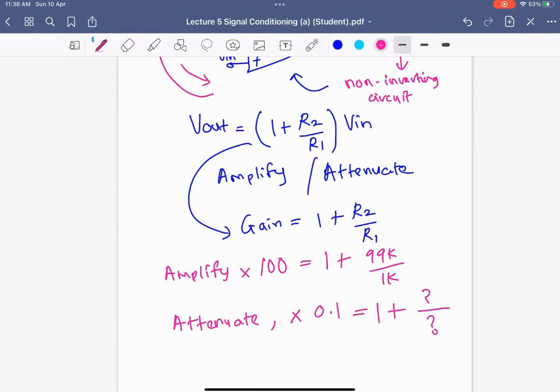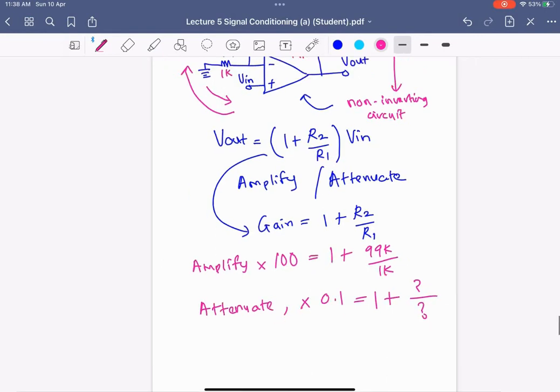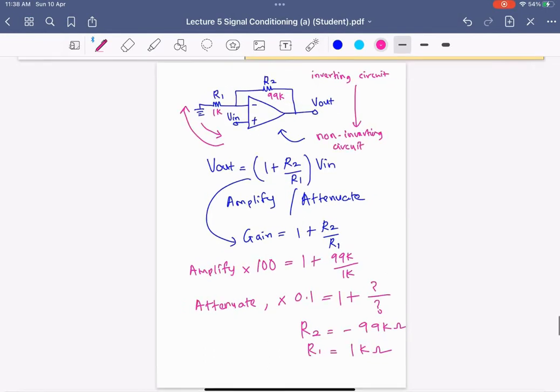Johnny said the values of R2 and R1 are negative. So Johnny said R2 will be minus 99 kilo ohm and R1 will be 1 kilo ohm. Okay. Is it correct, guys?